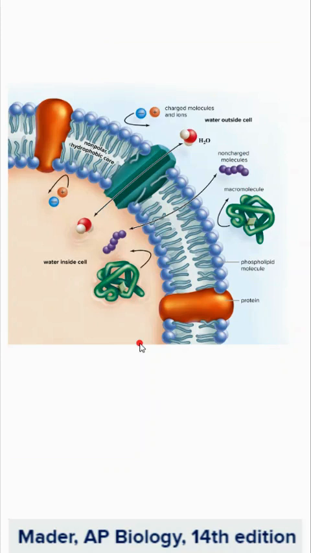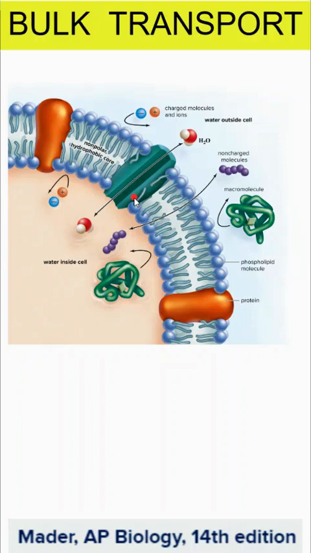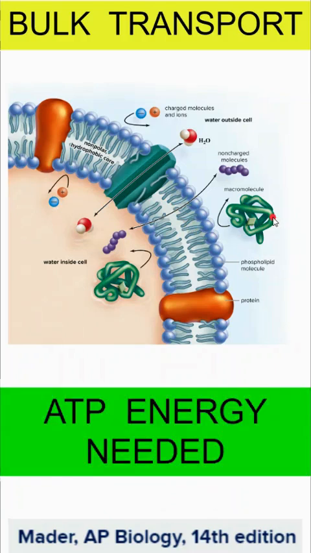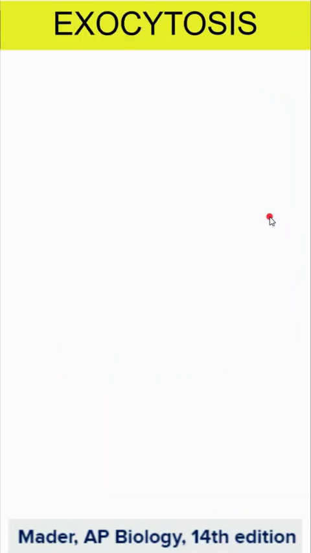So when we look at these different types of molecules, we're going to have passive and active transport with ions and a lot of molecules. But when we start talking about bulk transport, we're talking about large amounts or large molecules. So for bulk transport, ATP energy is needed, and we're going to involve vesicles.